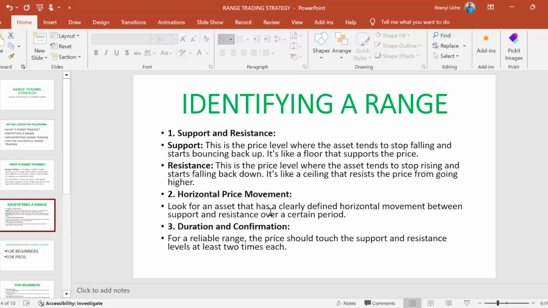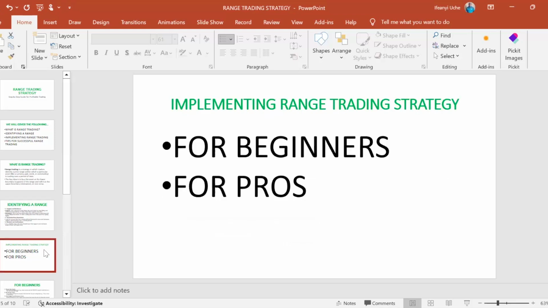So what did you do there? Okay, so let's sell. That is just for that, because I've checked, it has touched once, it has touched twice, so let's sell it. All right, so now let's look at the implementation of range trading. Now we look at it for beginners and then we look at it for pros. Okay, so let's start with that for beginners.